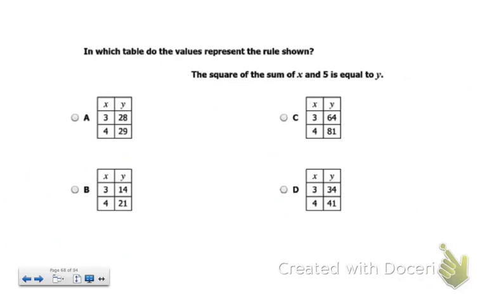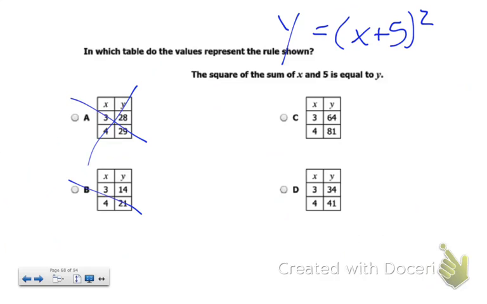In which table do the values represent the rule shown? So the square of the sum of x and 5 is equal to y. First you have to translate it. The square of the sum of x plus 5 will look like that, is y. So now you can just plug in x and see which one fits that. Well, 3 plus 5 is 8, squared is 64, not that one. 4 plus 5 is 9, squared is 81. So it does have to be C.